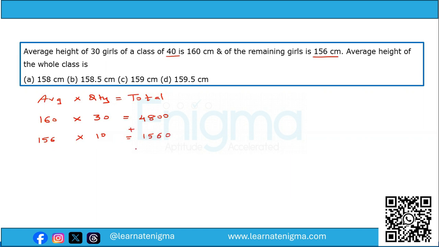So the total height of the full class we can easily find out. It will be 4,800 plus 1560, that is 6360.